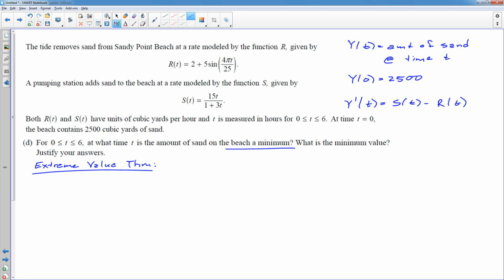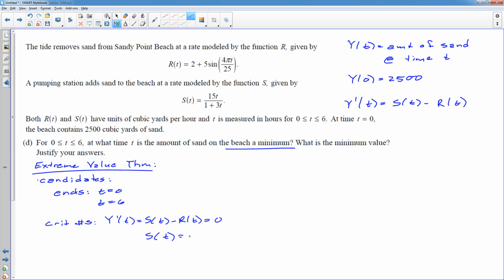And anytime there's an extreme value theorem question, you need to indicate what your candidates are, where you can possibly have an absolute minimum. Candidates are your endpoints, which in this case are when t equals 0 and t equals 6, and my critical numbers. I'm going to find my critical numbers by setting the derivative, y prime of t, equal to 0. So y prime, which is s of t minus r of t, needs to equal 0. That's going to happen whenever my rate in is equal to the rate out. And I'm going to solve that on the calculator.